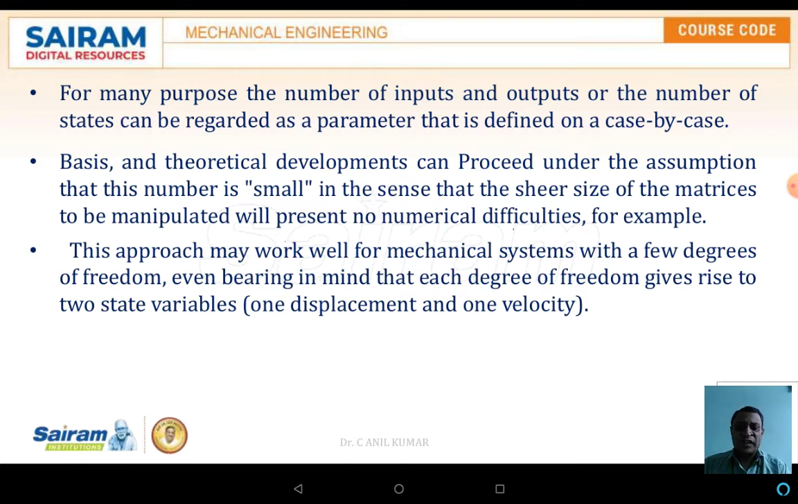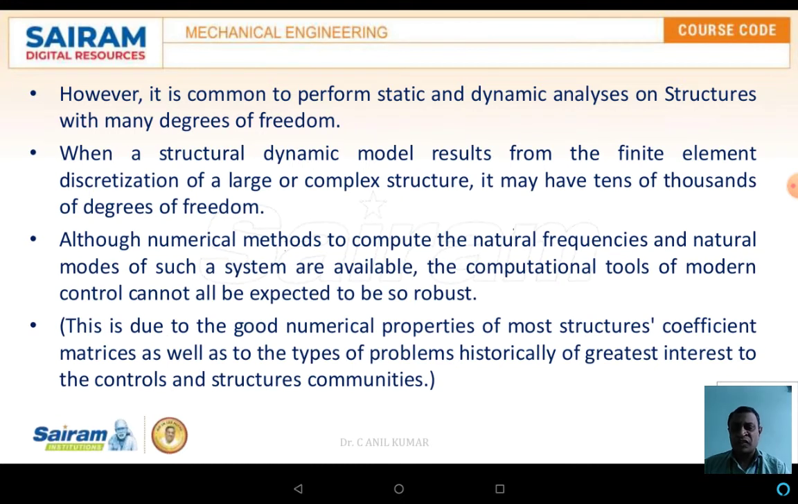numerical difficulties. This approach may work well in the case of mechanical systems with a few degrees of freedom, bearing in mind that each degree of freedom gives rise to two state variables. One is the displacement, and the other one is the velocity. However, it is common to perform static as well as dynamic analysis of structures with many degrees of freedom. When the structural dynamic model results from a finite element discretization of a large complex structure, it generates tens of thousands of degrees of freedom.